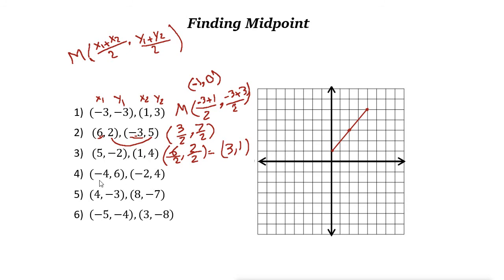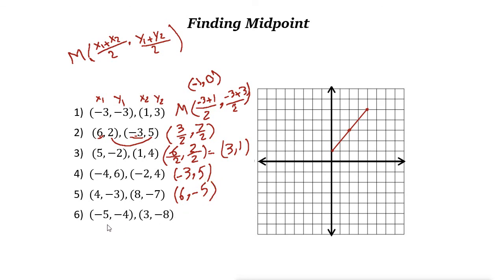Next one. Negative 4 plus negative 2 is negative 6, divided by 2 is negative 3. 4 plus 6 is 10, divided by 2 is 5. So that's the midpoint of these two points. Next one, 4 plus 8 is 12, divided by 2 is 6. Negative 3 minus 7 is negative 10, divided by 2 is negative 5.